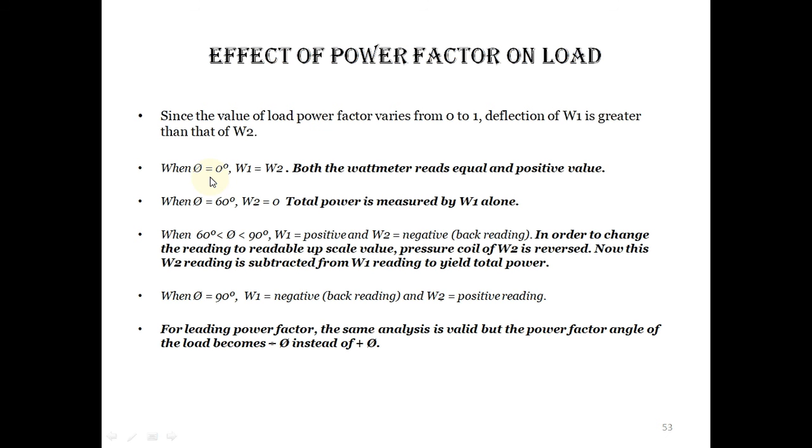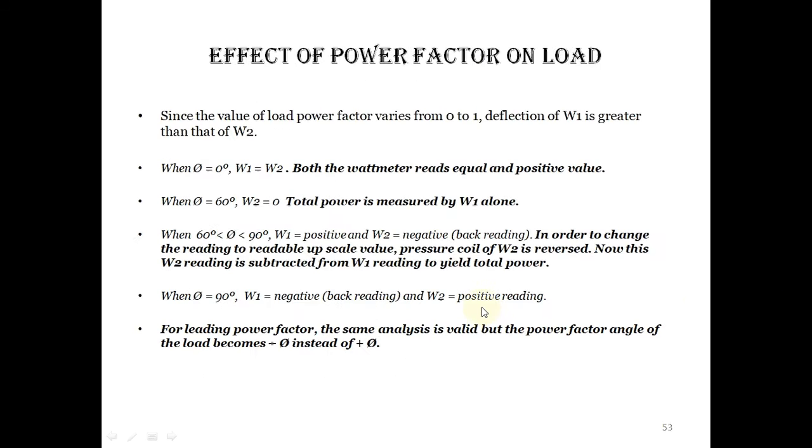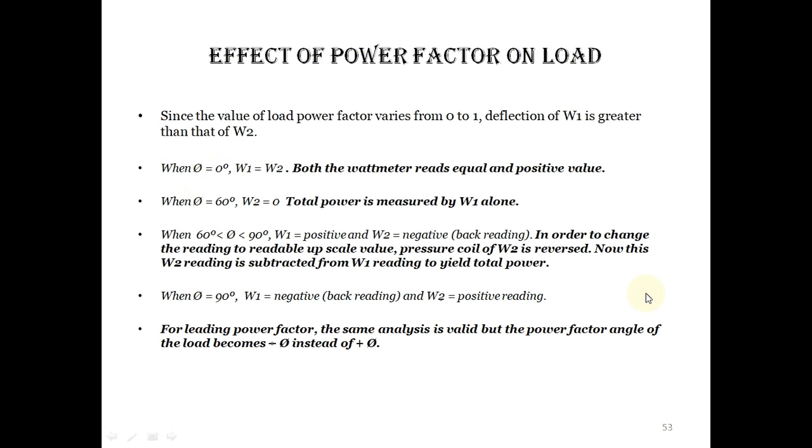So when phi equals 0 degree, get back to that formula. These two formulas we are talking about are for W1 and W2. So when phi equals 0, W1 equals W2, both are VI cos 30 degree cos phi, so both wattmeters read equal and positive values.